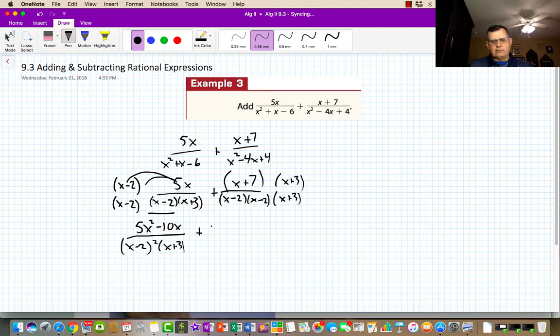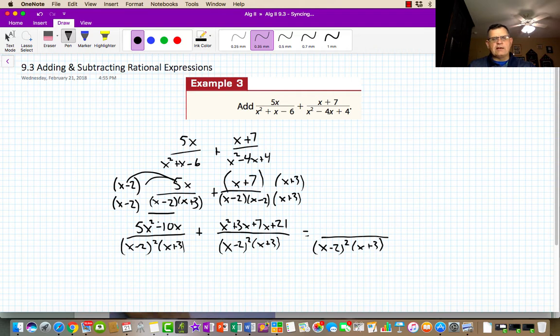Plus, now I do FOIL on this one, so it's going to be x squared plus 3x plus 7x plus 21 all over x minus 2 squared times x plus 3. So now I have a common denominator. I just add across. Denominator stays exactly the same. I don't change it. I just bring it over just like I do for fractions.